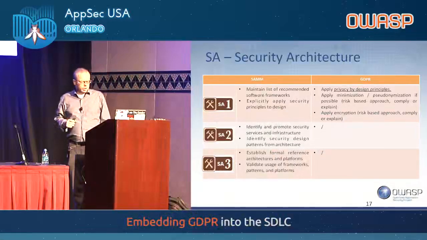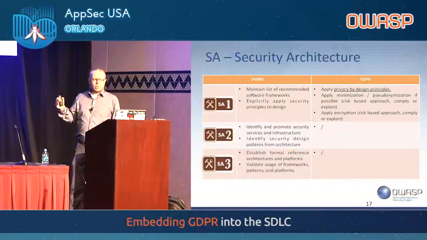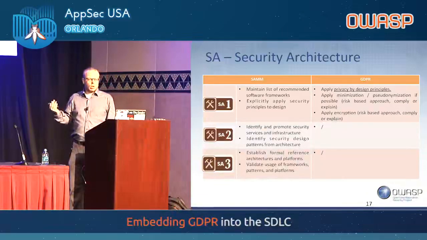When we look at the security architecture, one of the most important things that was mentioned in the law, it says that privacy should be there by design and by default. It's mentioned in one sentence, but it's two things to think about. And of course, if you need to do privacy by design, you need to put it in your architecture.